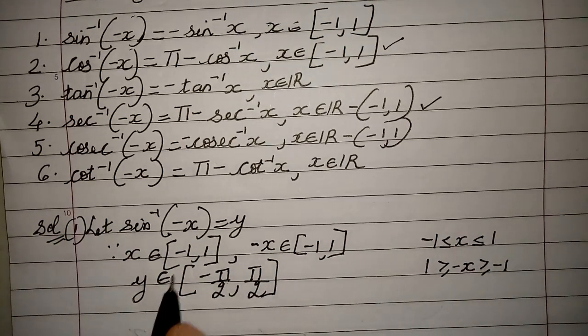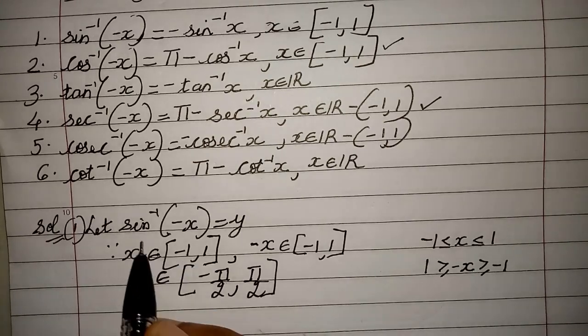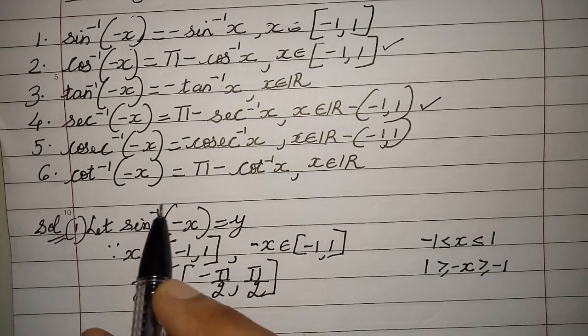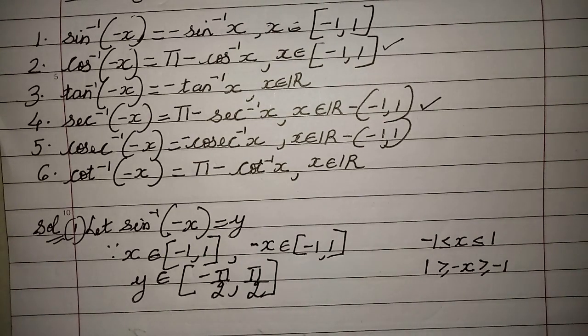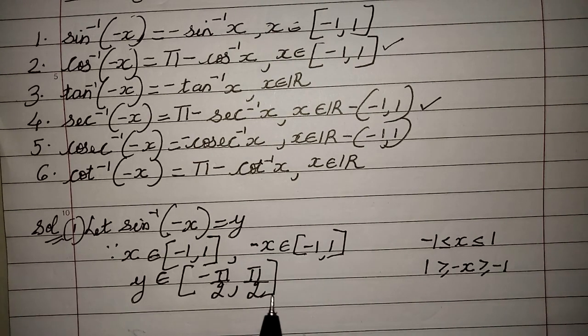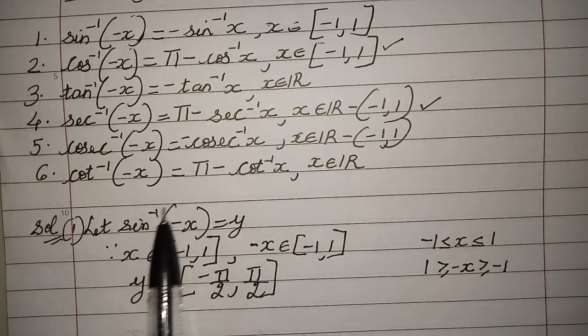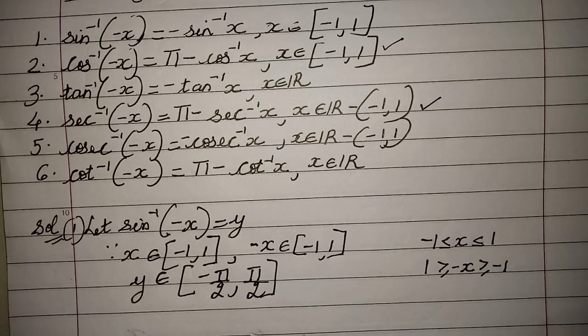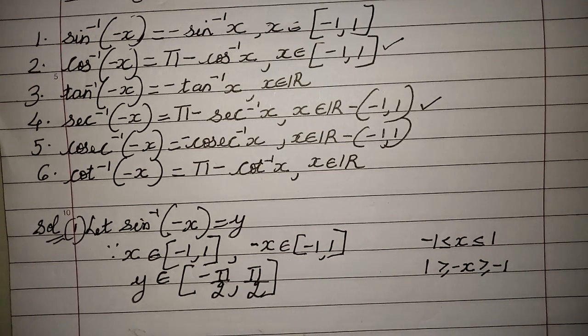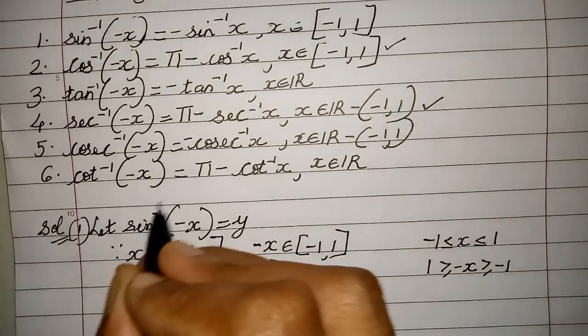Why am I doing this? I am guaranteeing the existence of sine inverse. Sine inverse will go this side and you will have the sine function there, because the range of the sine function is minus 1 to 1. And I have guaranteed after solving this that minus x also falls between minus 1 and 1. So now, in the next step, I can pull this sign to this side.